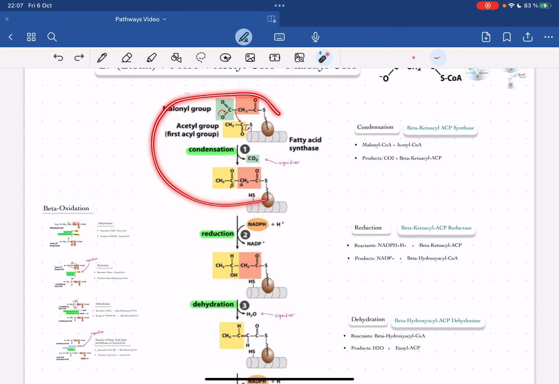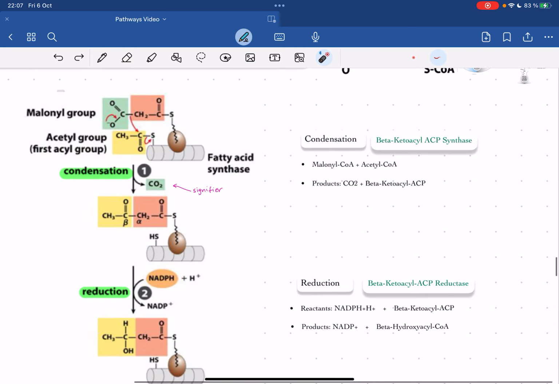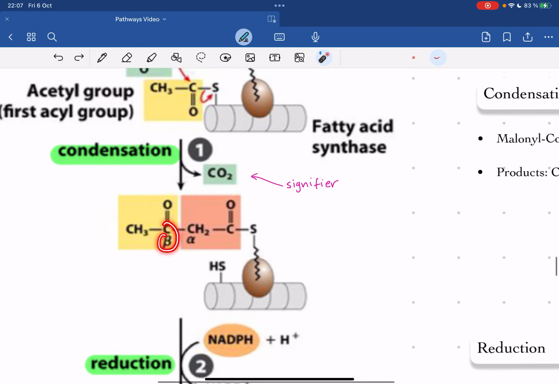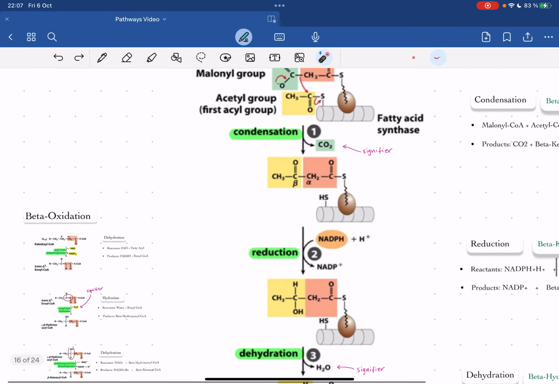So this first reaction is called a condensation. A condensation, of course, because we're getting rid of a carbon atom. And we have a malonyl-CoA as well as an acetyl-CoA, and the products we get are this carbon dioxide molecule as well as a beta-keto acyl ACP. It's very easy to recognize this beta-keto acyl ACP because the beta carbon has a ketone group.